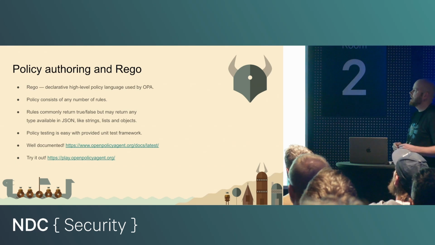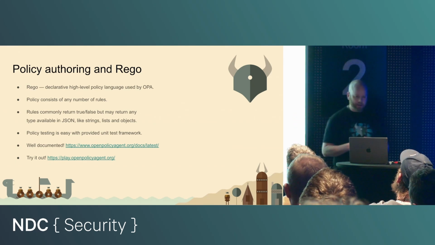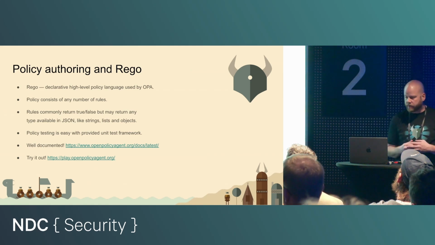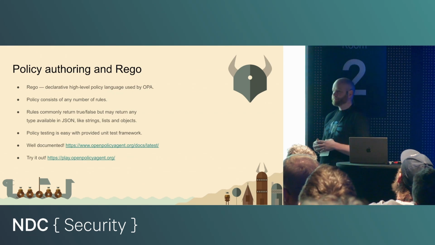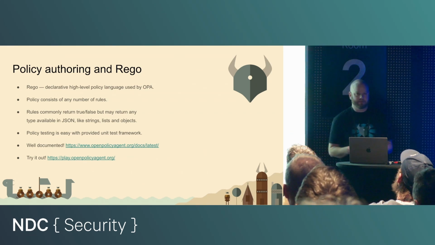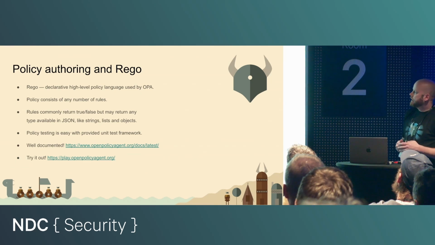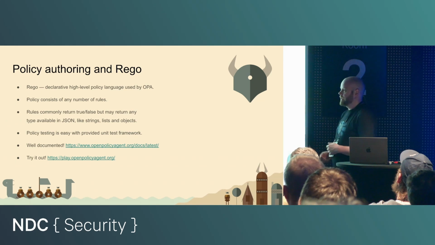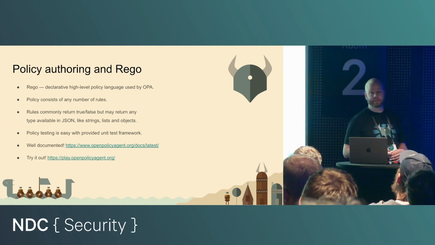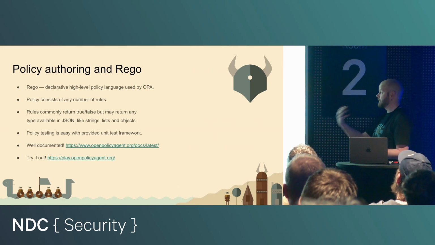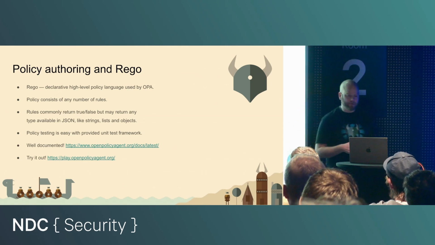Just going back here to the topic of policy, these policies are written in a declarative high-level language called Rego. And again, a policy consists of any number of rules, exactly as what a policy is in real life. And these rules, when evaluated, return JSON values. So that could be a Boolean one, which is pretty common. You're going to ask, should the user be allowed or not? It's a true or false, a Boolean decision.